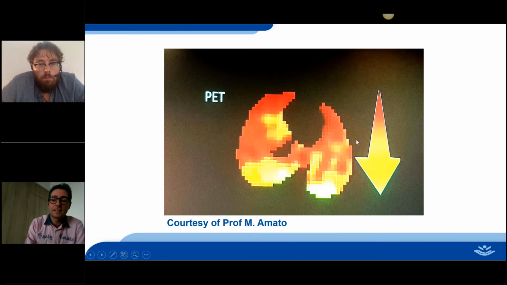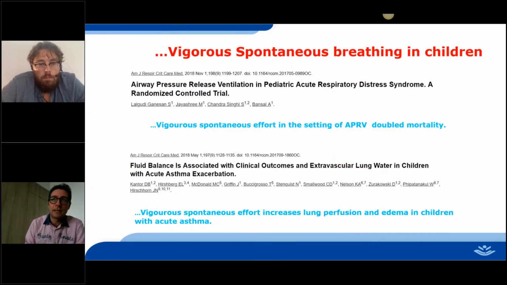And inflammation is something that we want to avoid while we are on ECMO. Vigorous spontaneous breathing has been associated with better outcome also in children. These are two nice papers that evaluate how vigorous spontaneous efforts in the setting of APRV double mortalities, as well as vigorous spontaneous effort here in an asthmatic patient increase the lung perfusion and as well the edema of the lung.